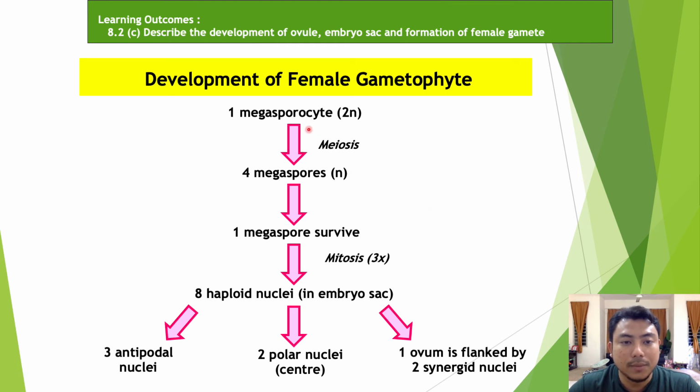So here is the quick summary of the development of the female gametophyte. First, we have the 1 megasporocyte. After meiosis, it will produce 4 megaspores. Out of all those 4 megaspores, only one will survive. The other 3 will degenerate. That 1 megaspore that survives will undergo mitosis 3 times, producing 8 haploid nuclei in the embryo sac, mana kat dalam embryo sac. From those 8 haploid nuclei, 3 will become antipodal nuclei, 2 become polar nuclei, and of the other 3, one becomes the ovum and the other 2 become the synergid cells or synergid nuclei.